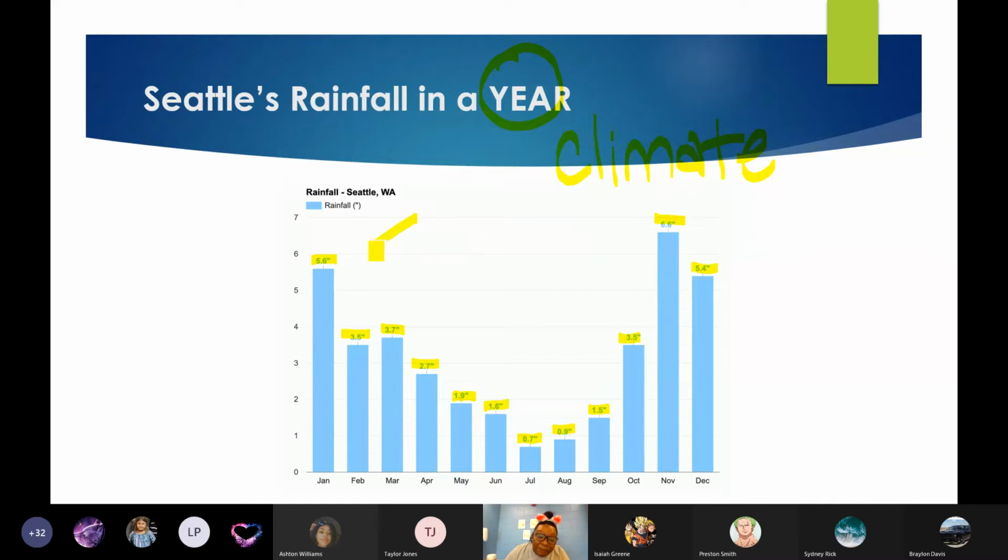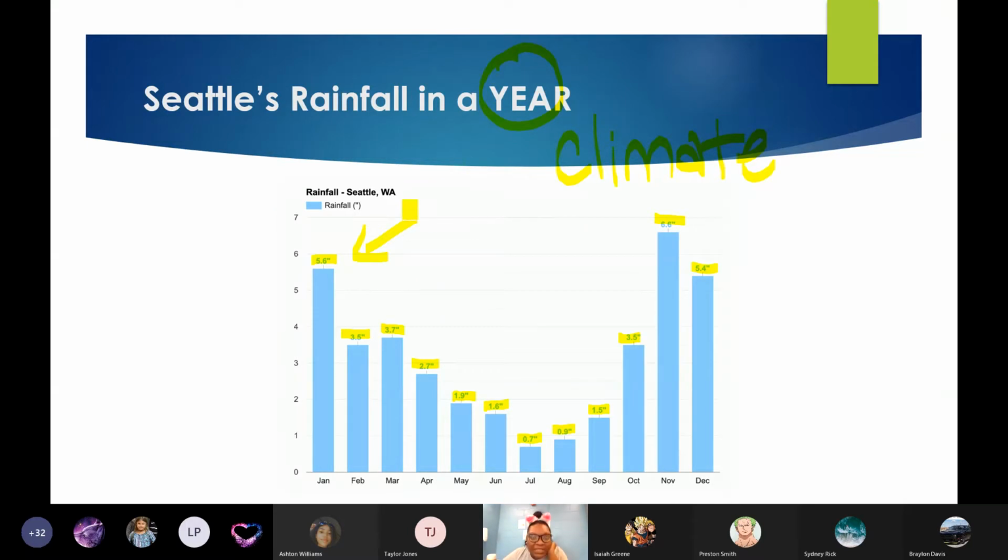So 5.6 inches of rain in January. That's almost half of a ruler. That's a lot of rain. That makes sense because they're going to get a lot of precipitation, a lot of humid, wet, moist air from that maritime polar air mass.